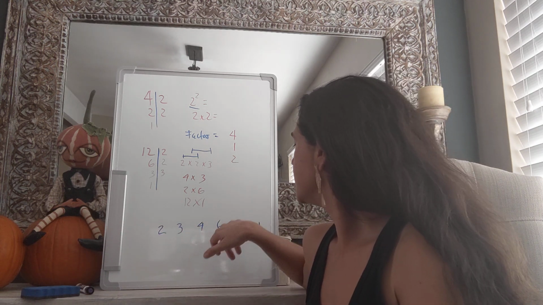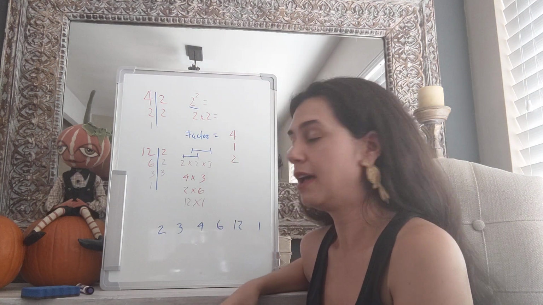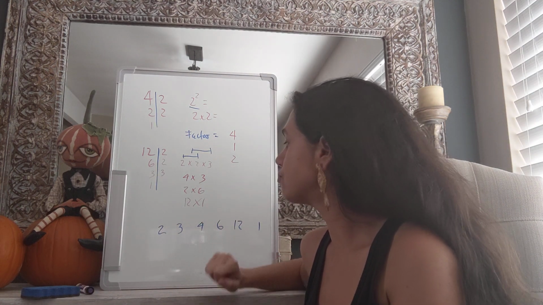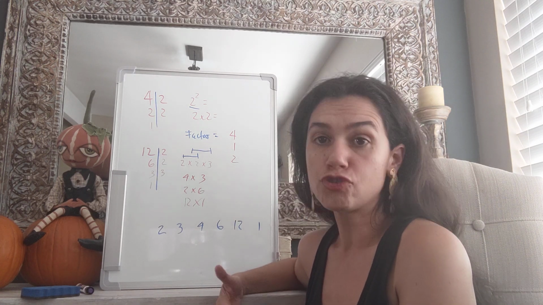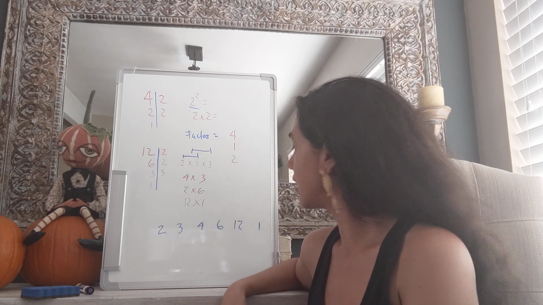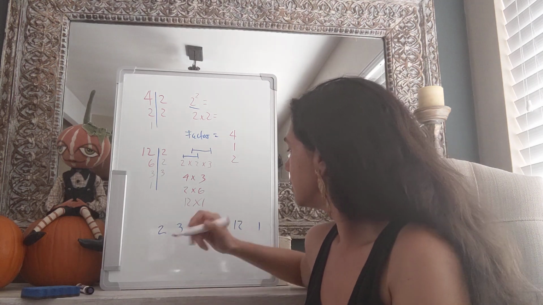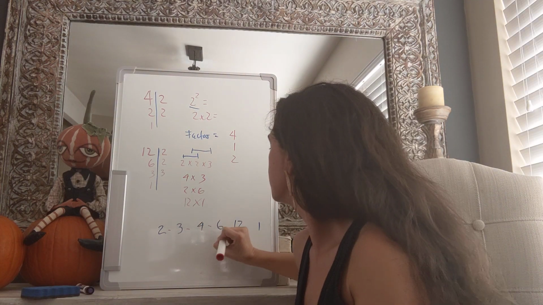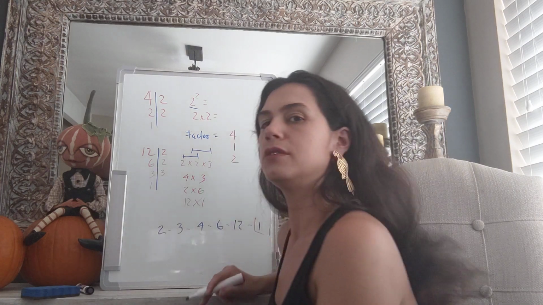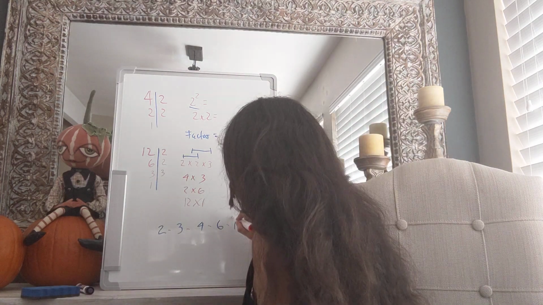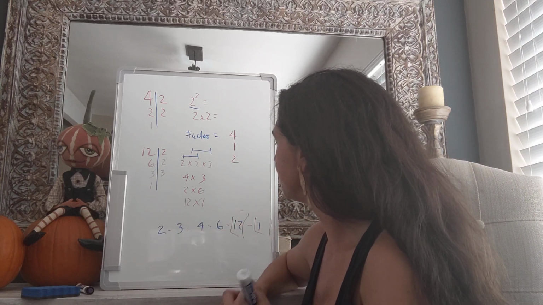2, 3, 4, 6, 12 and 1. Because I can have different arrays. I can have 2 times 3, 2 times 6, 3 times 4, I can have 12 times 1. So this is a way of laying it out that is really helpful, so I can know all the factors. Remember, the 1 is always going to be there by default, and the number by itself. Then you just need to break it down to find the other components.